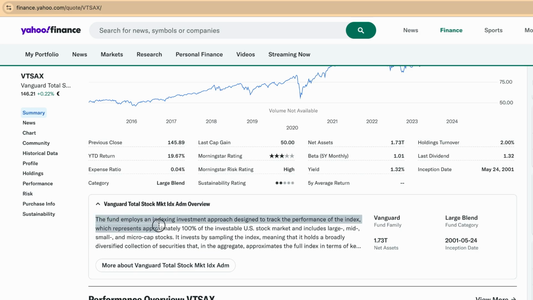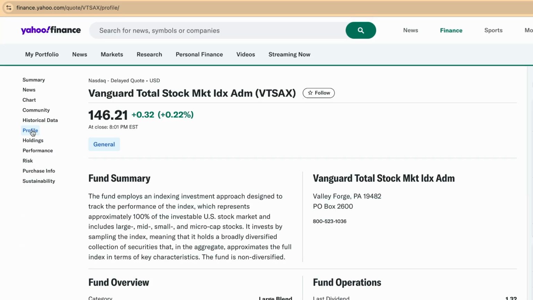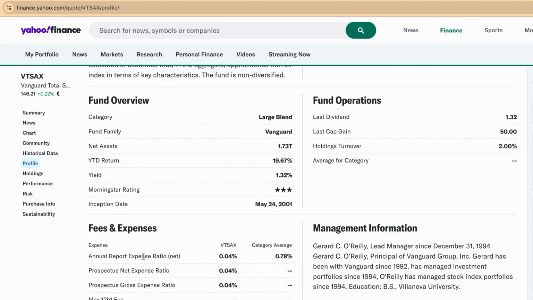So this fund employs an indexing investment approach to track the performance of the index, and it represents approximately 100% of the investable US stock market and includes large, mid, small, and micro cap stocks. It holds a broadly diversified collection of securities. It's a large blend and it's been here for a while since N1, which you can see why it's also very popular. Let's head to profile because I want to just focus on its expenses.